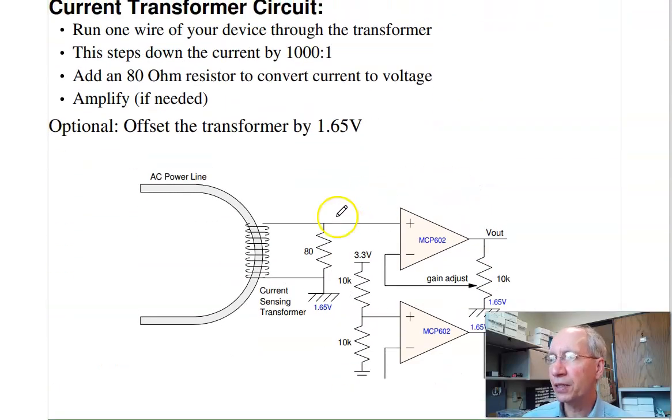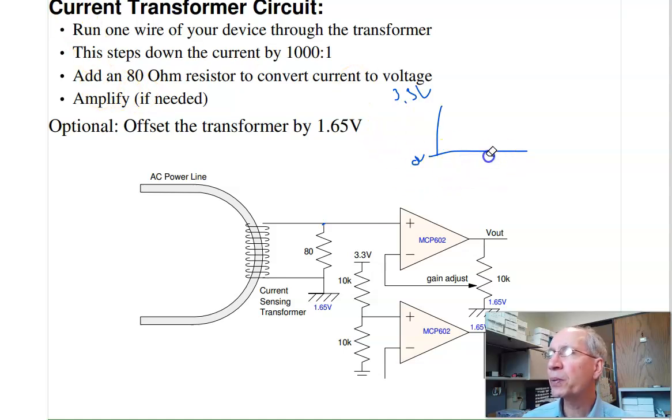Now the circuit for it: here I've got my current sensing transformer, 1,000 to 1 ratio. An 80 ohm resistor converts current to voltage. I now want to measure this voltage, but the Pi Pico just reads 0 volts to 3.3 volts. If I tied this to ground, the negative part of the signal doesn't work. I can't go negative.